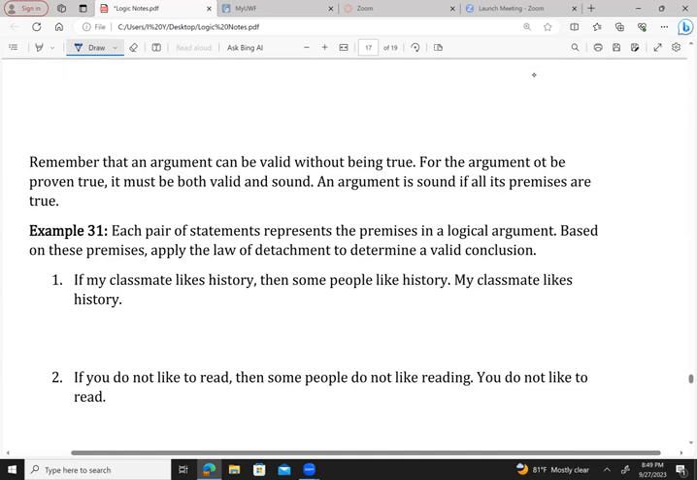So remember that an argument can be valid without being true. For the argument to be proven true, it must be both valid and sound. An argument is sound if all its premises are true. Each pair of statements represents the premises in a logical argument. Based on these premises, apply the law of detachment to determine a valid conclusion.